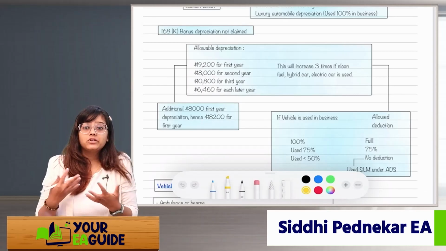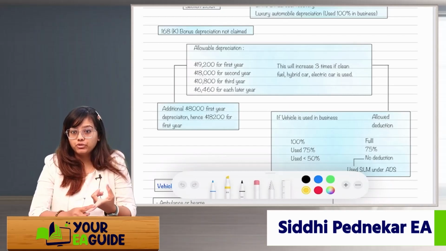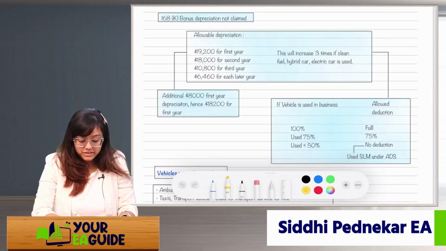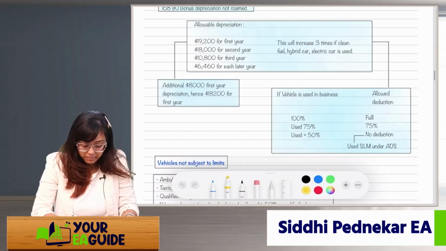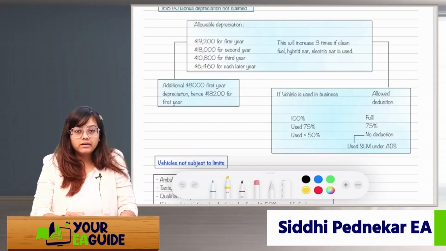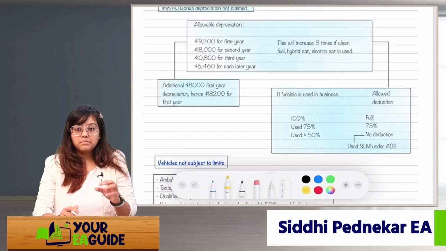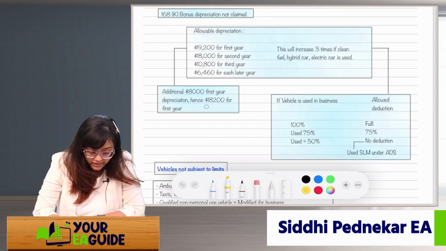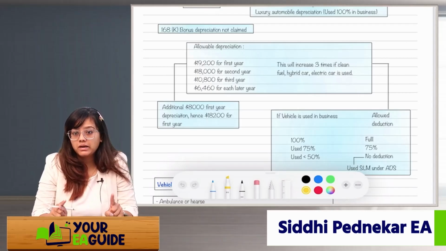This will increase 3 times if you have a vehicle which falls under clean fuel, hybrid car, electric car. If these 3 criteria are fulfilled, then the whole depreciation amount will be multiplied by 3, meaning you can take 3 times of it. And apart from the 19,200, 18,000, 10,800, you can take an additional 8,000 for the first year. First year depreciation, hence 18,200 for the first year. There is one error actually. Instead of 18,200, it is 19,200 plus 8,000. Whatever the amount, it will be the first year depreciation. So for the first year only, 8,000 additional depreciation can be taken.